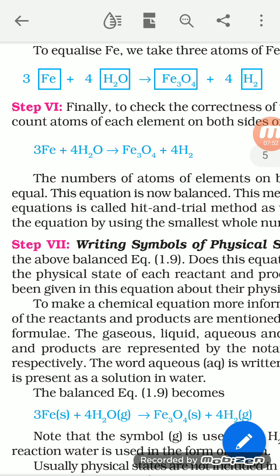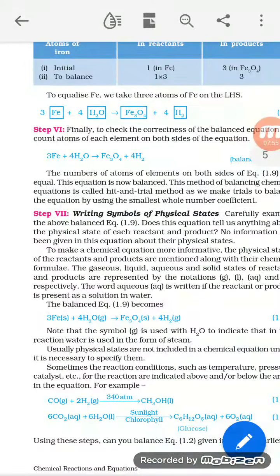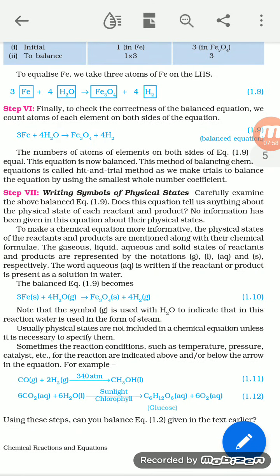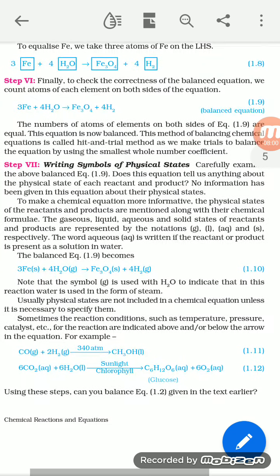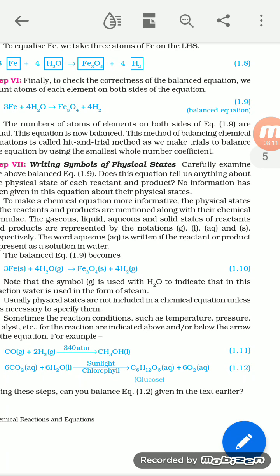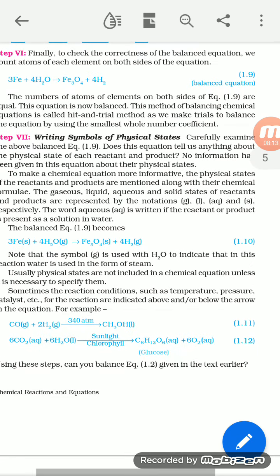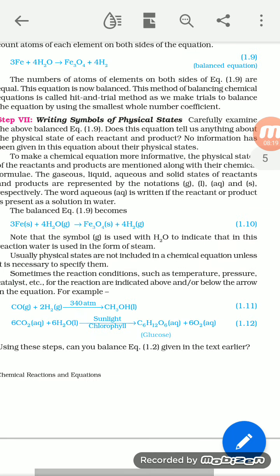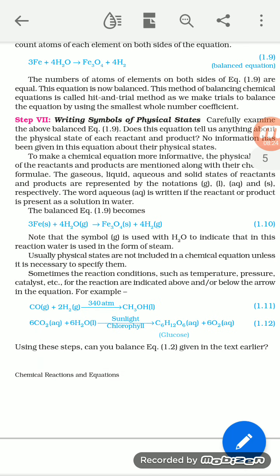But how can we give it? To make a chemical equation more informative, if you want to know more information about the chemical reaction, we can use the physical state. If it is a gas, you will write g. If it is a liquid, you will write l. If it is aqueous, then aq. And if it is solid, then s. The word aqueous is new. What is aqueous, liquid or what? The word aqueous is written if the reactant or product is present as a solution in water.